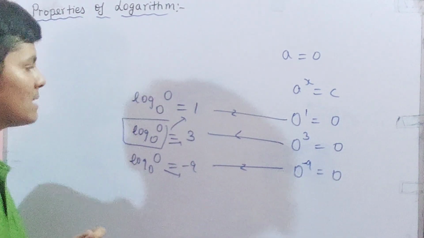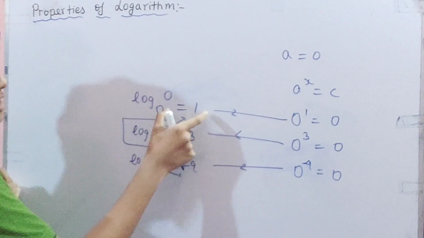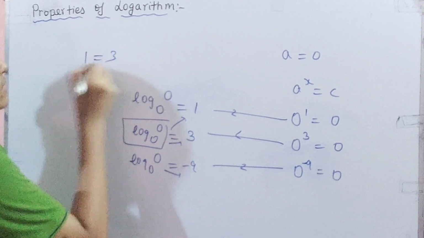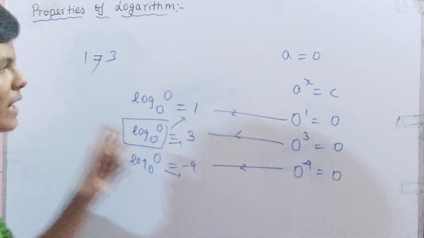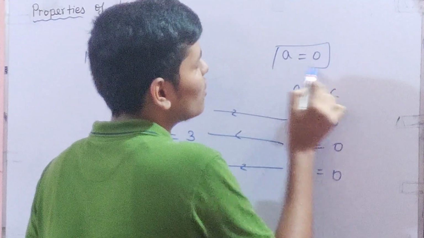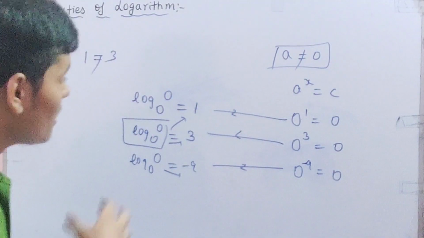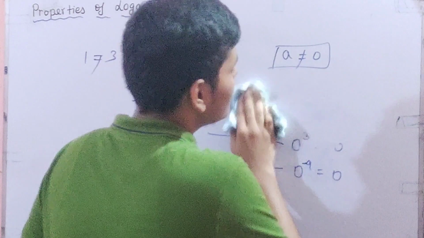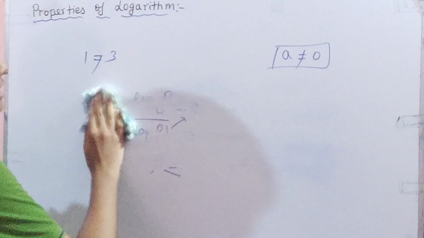And even if you take it mathematically, log of 0 to the base 0 is 1 and log of 0 to the base 0 is 3. Then hypothetically 1 should be equal to 3, and this is wrong. So hence we come to the fact that a should not be equal to 0. Now another concept: why did we take a should not be equal to 1? Suppose we take the a value to be 1.